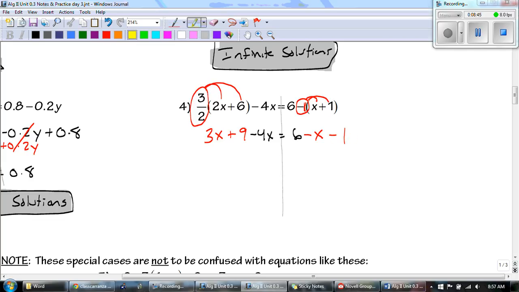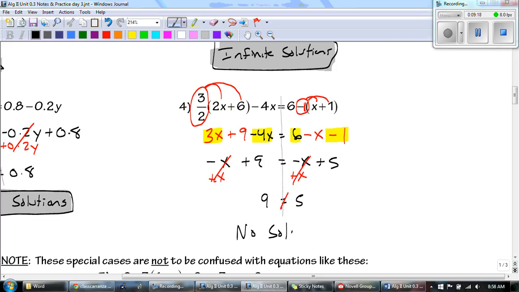Okay? Now I need to combine on both sides. So we get negative x plus 9 equals negative x plus 5. Get the variable to one side, and yep, those cancel. And we're left with 9 equals 5. Now, does 9 equal 5? So it's no solution. Okay, and remember, if you guys just want to write the symbol for that, that is completely okay.